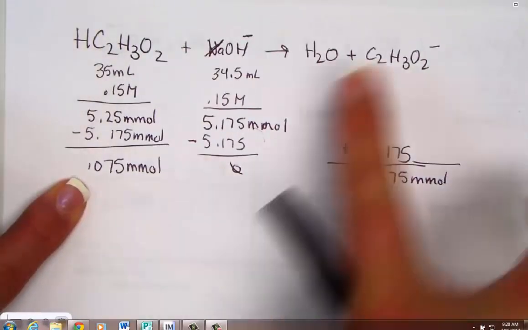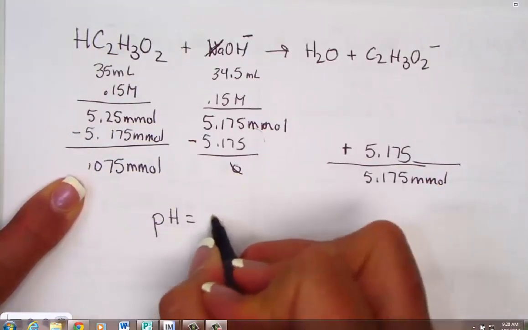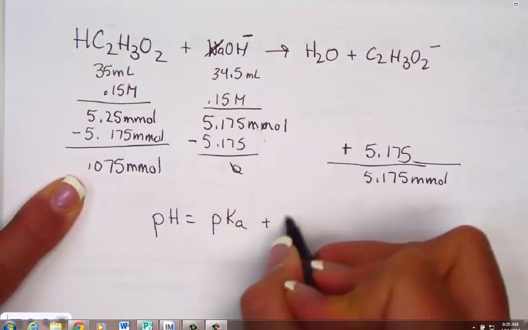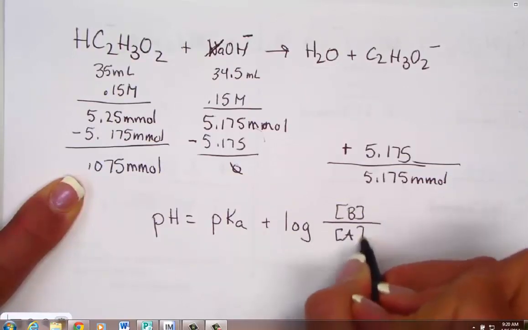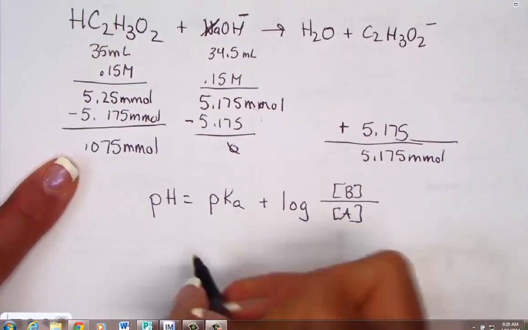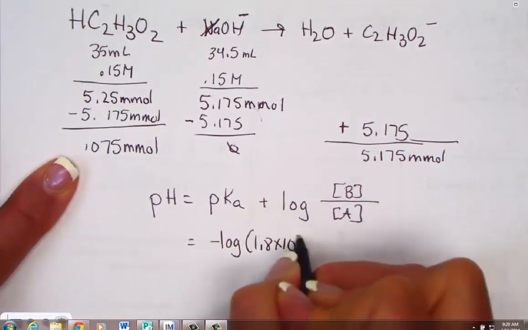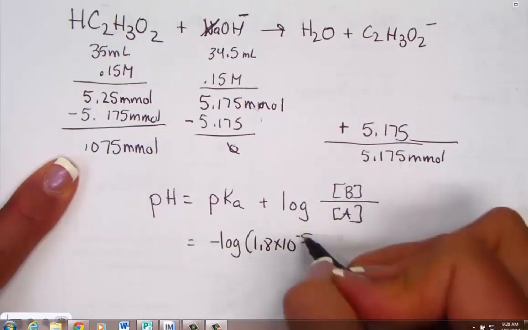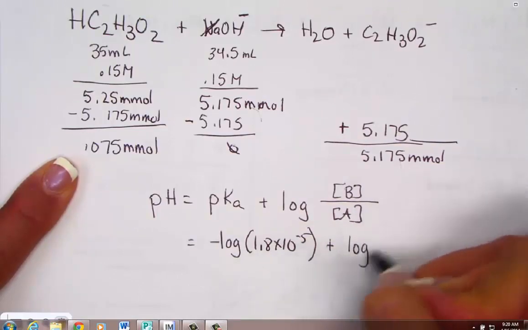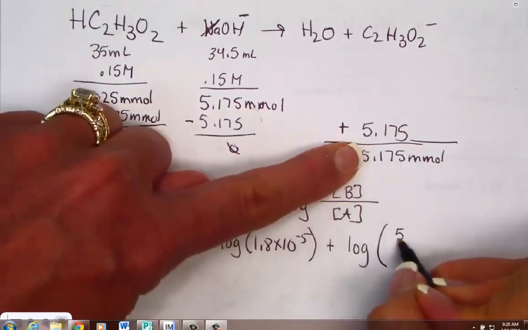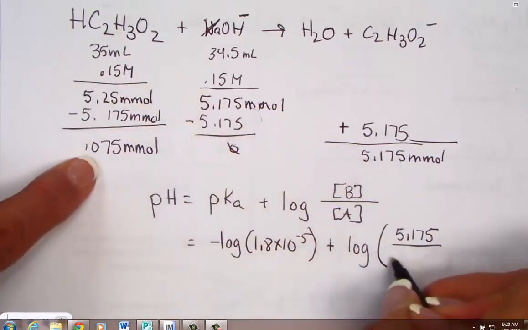When I have an acid and its conjugate base in solution, it's the job for the Henderson-Hasselbalch. pH is equal to pKa plus the log of the ratio of the molar concentration of base over acid. We know that negative log of 1.8 times 10 to the negative fifth is how we'll find pKa, negative log of the Ka value for acetic acid, plus the log of the ratio of base over acid.